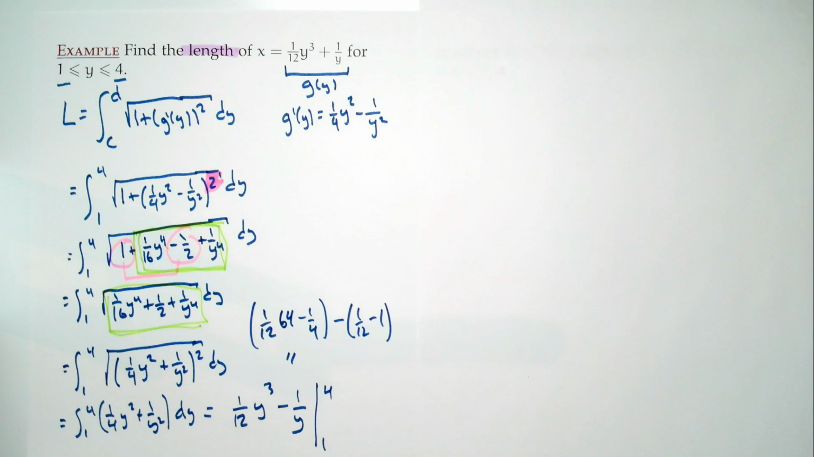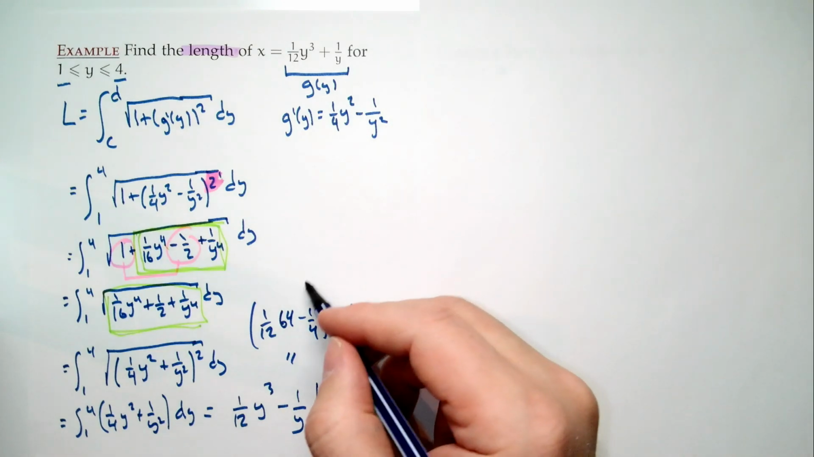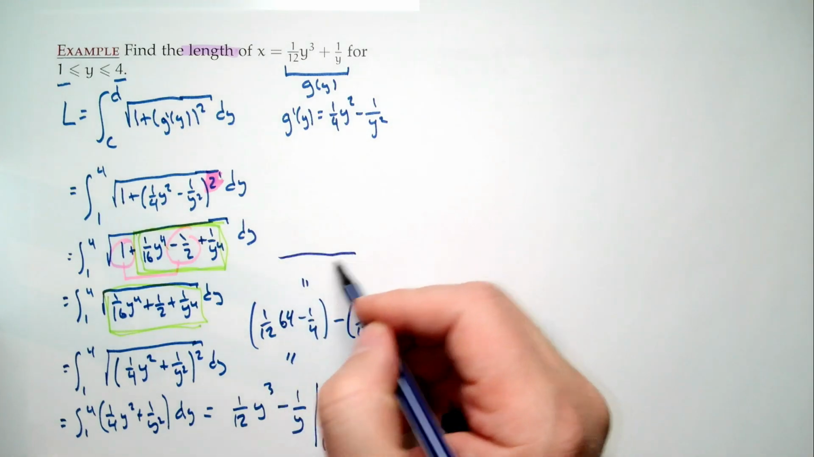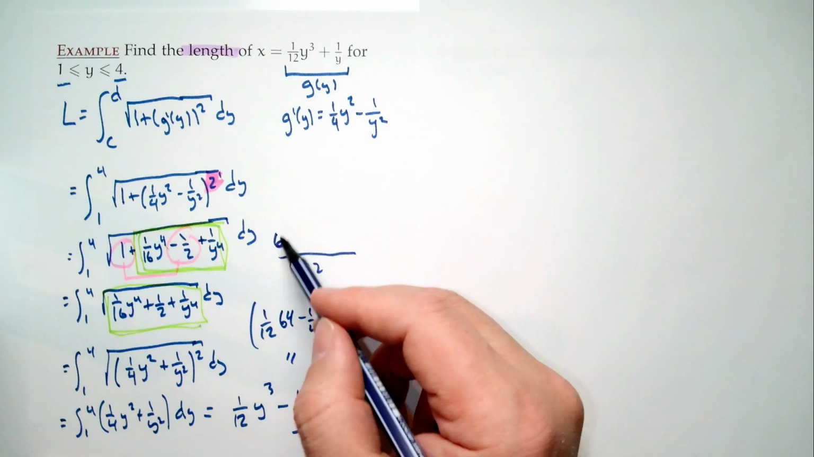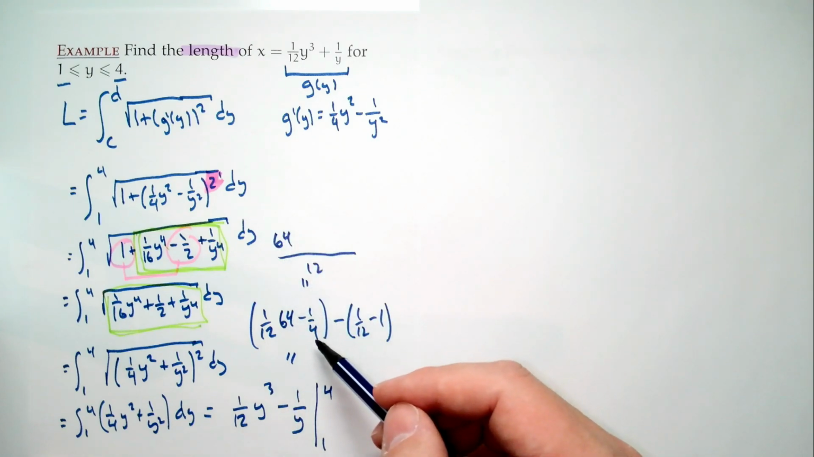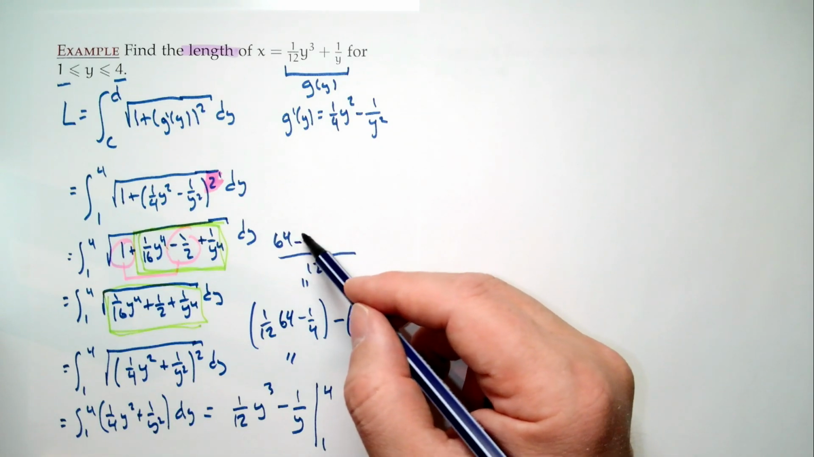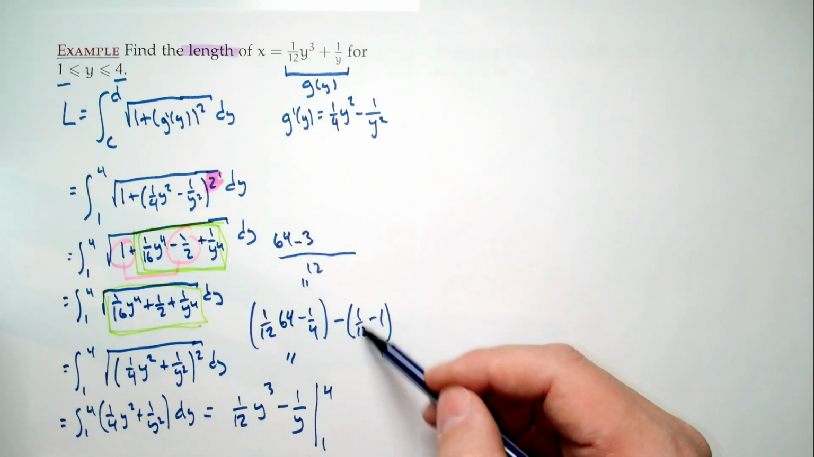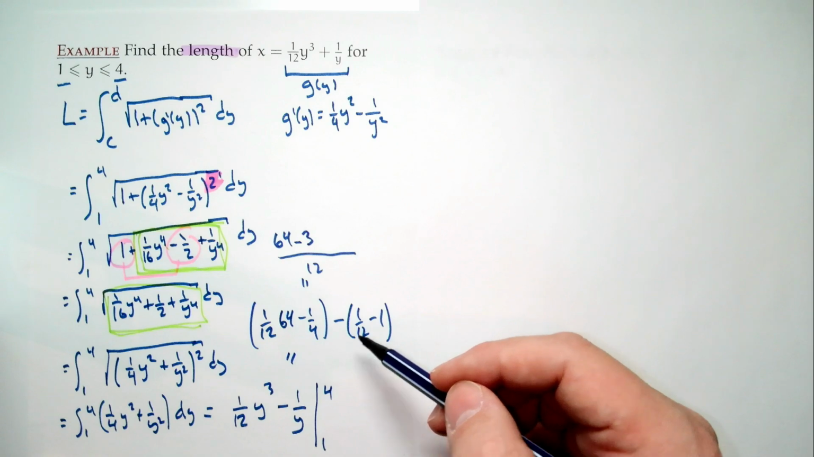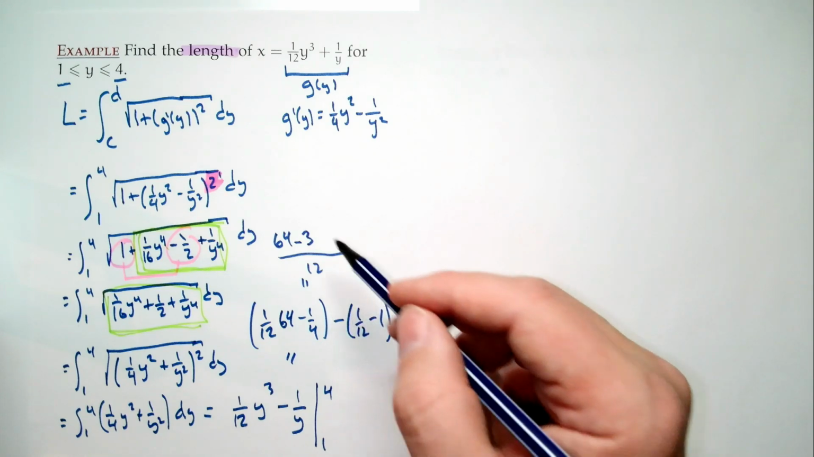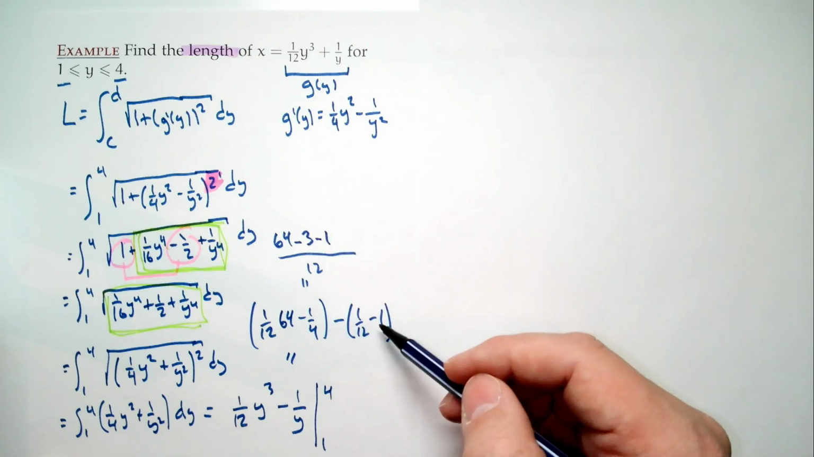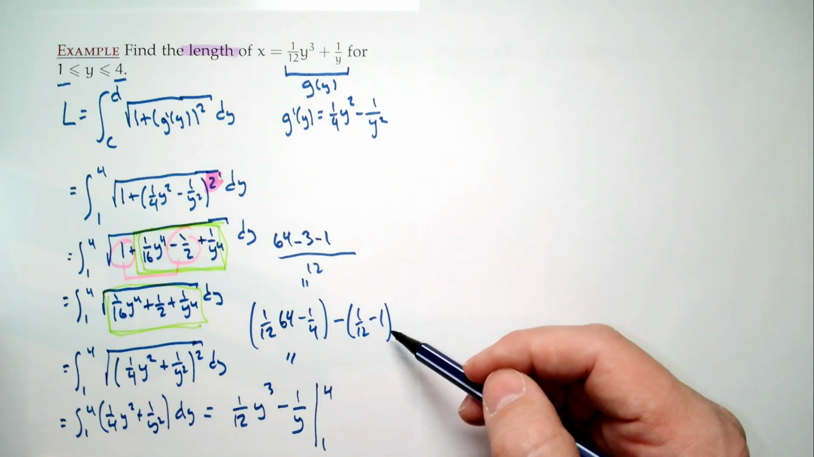Well, what's a common denominator? 12. All right, so we can think of this as something over 12. 64 over 12. 1 over 4 becomes what? 3 over 12, so minus 3. 1 over 12 will become 1 over 12. Don't forget the minus, so minus 1. And 1 will become 12 over 12.